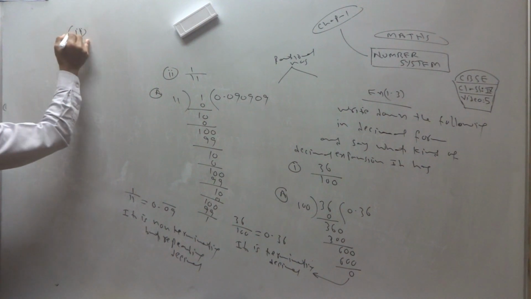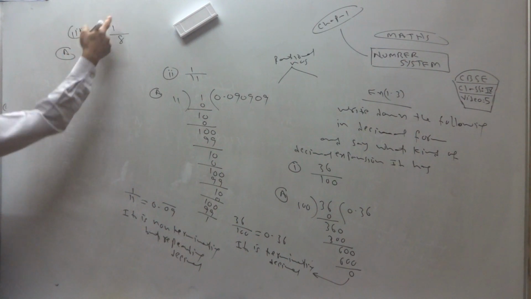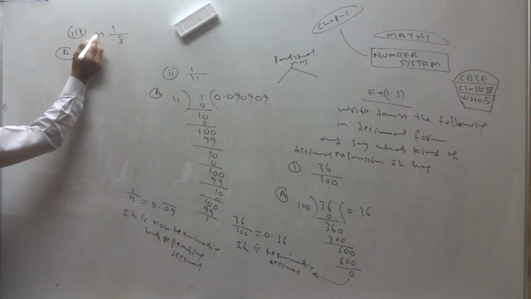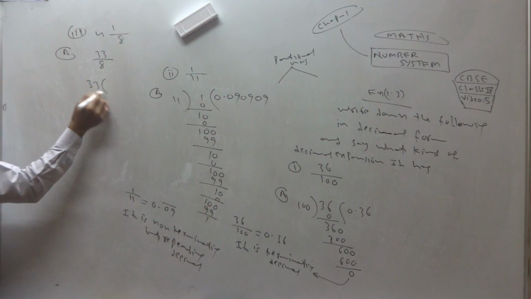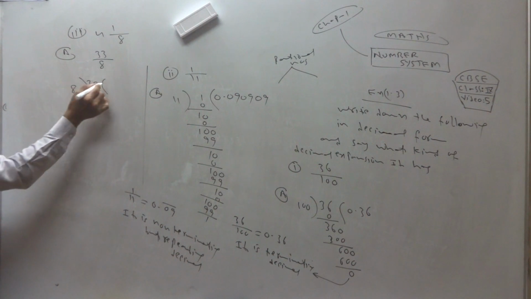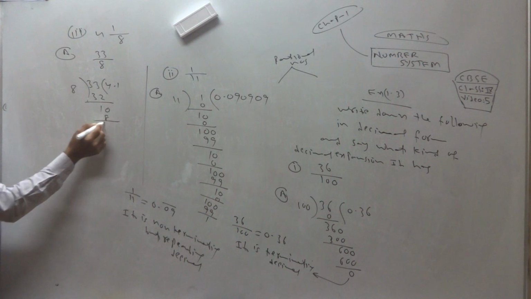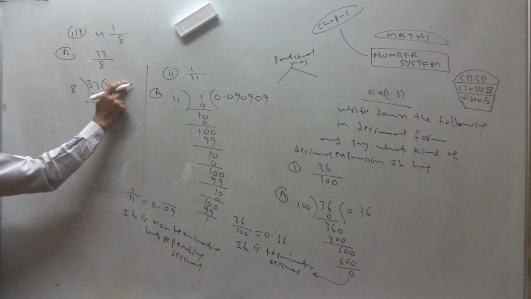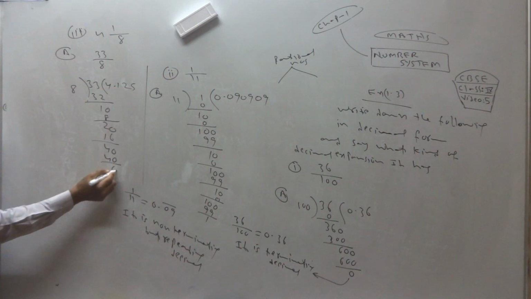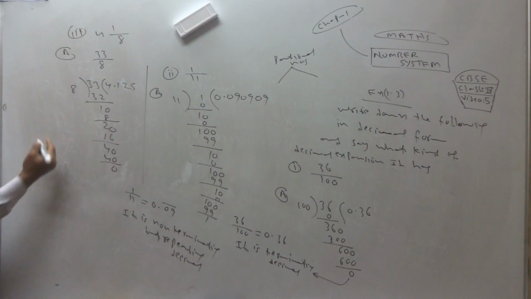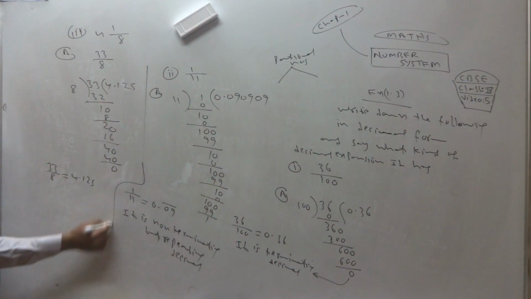Like this. Now the third question in the exercise is 4 1 by 8. So how much is this? 8 fours are 32. 32 plus 1, 33 by 8. Right? So 33 we have to divide by 8. 8 fours are 32. 1 left. Decimal 0. 8 ones are 8. 2 left. 0. 8 twos are 16. 4 left. 0. 8 fives are 40. Finished. You got 0 here. So it is terminating. What is 33 by 8? 4.125 is the answer.